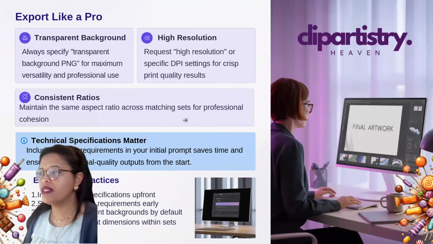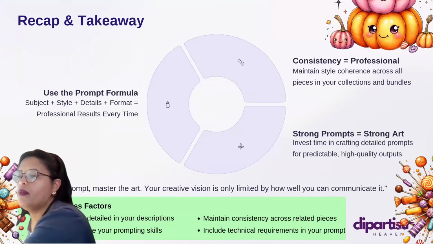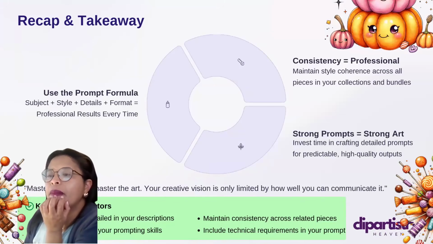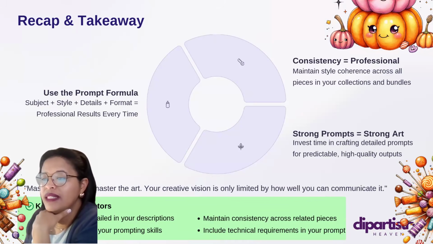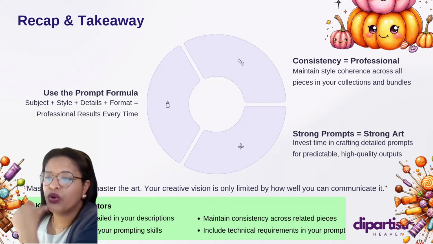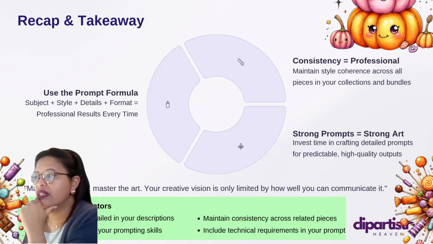Okay, so next. So we basically had the recap and takeaway, right? So what have we covered? The use of the prompt formula: subject, style, details, and format. Avoid using the subject at the end. It doesn't give you the best results. Use the 4-block system. So make sure you've got the style, the details, the format, and obviously the subject, which is the primary thing to get good results.